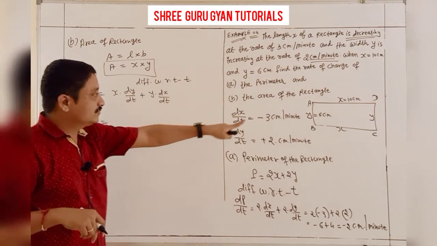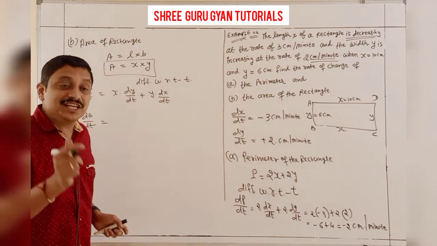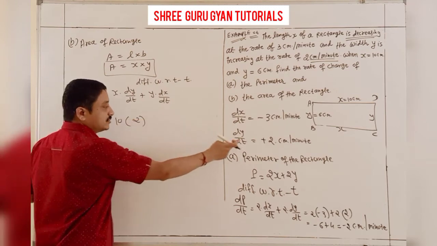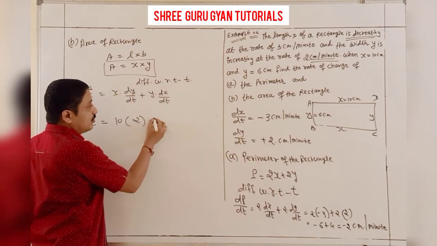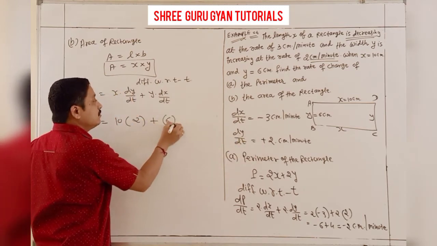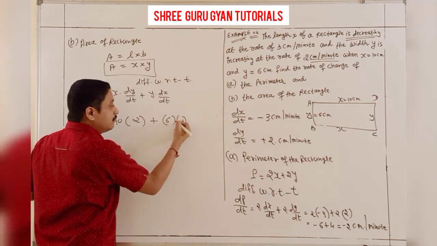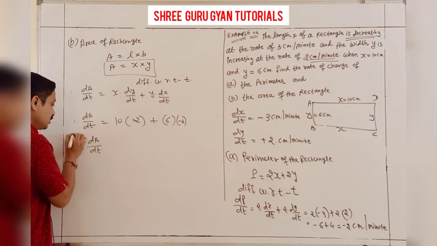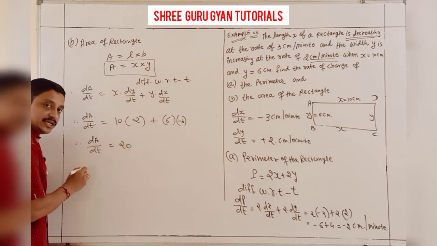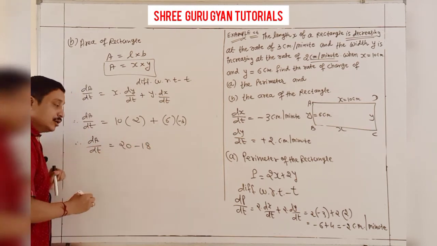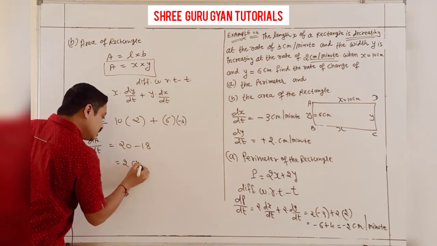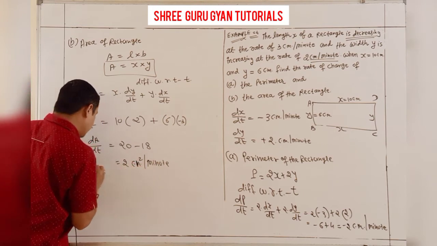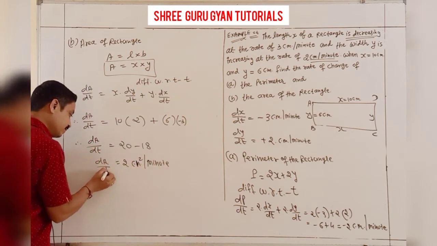x is what? Ten, the semi initial rectangle length, dy by dt is 2, this one. Plus y is 6, but dx by dt is -3. So your value of dA by dt is very easy. It is 20 minus 18, which is 2. My answer is 2 centimeter square per minute, and that's your final answer dA by dt.